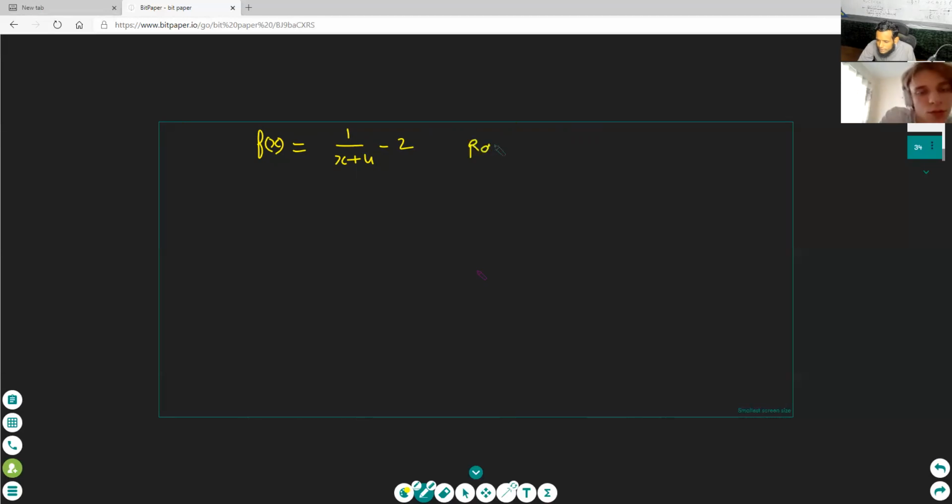Domain is easy, so for the range we will find f minus 1. Y is 1 by x plus 4 minus 2. First find the f inverse function. You are not finding the f inverse function. You should use the previous method and find f inverse. Use the previous method. Are you understanding or not understanding?